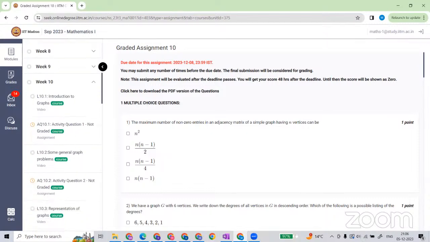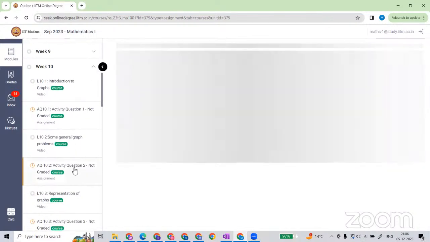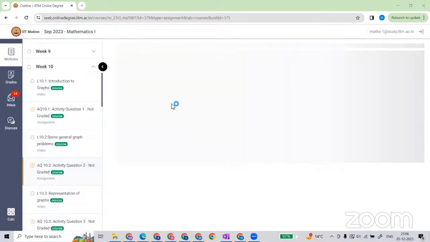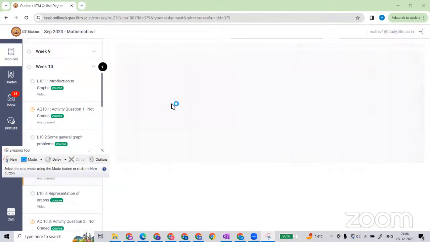So let me go with an example. With the example, we will see what a vertex or minimum vertex cover is.